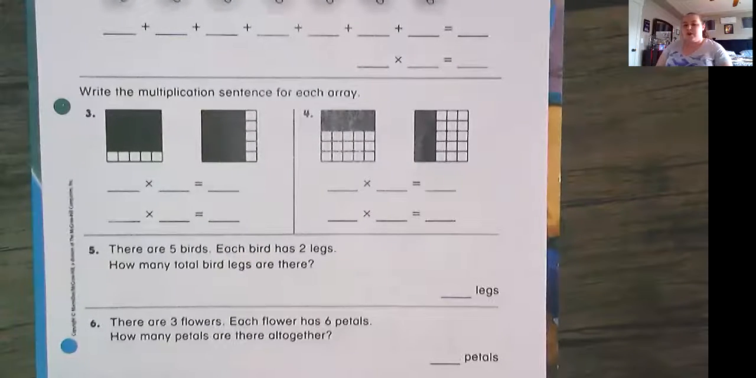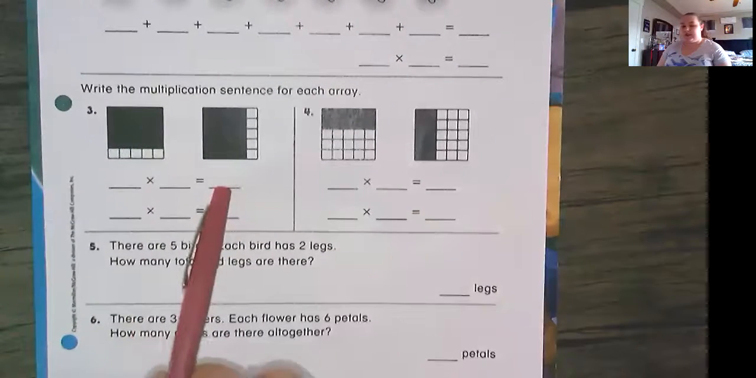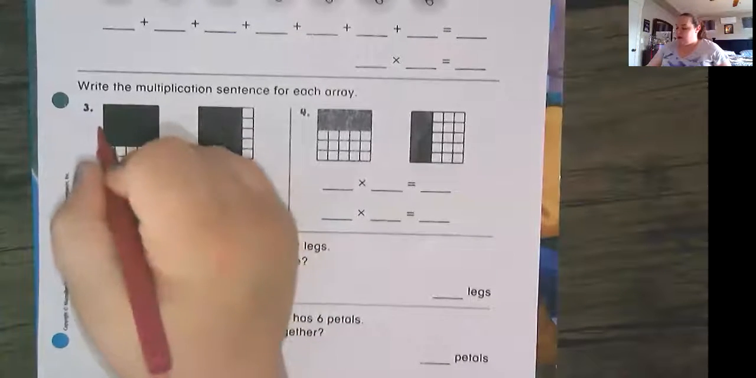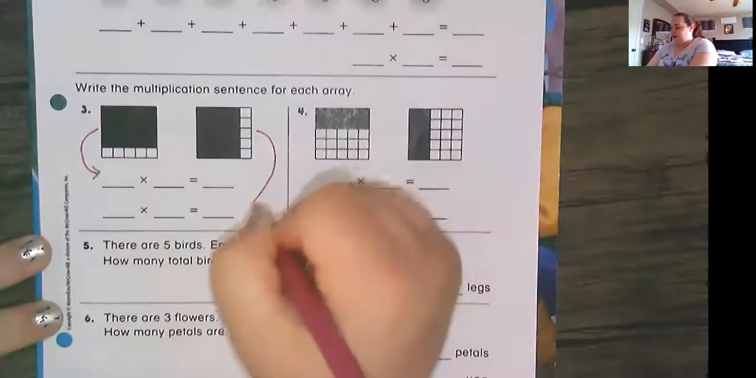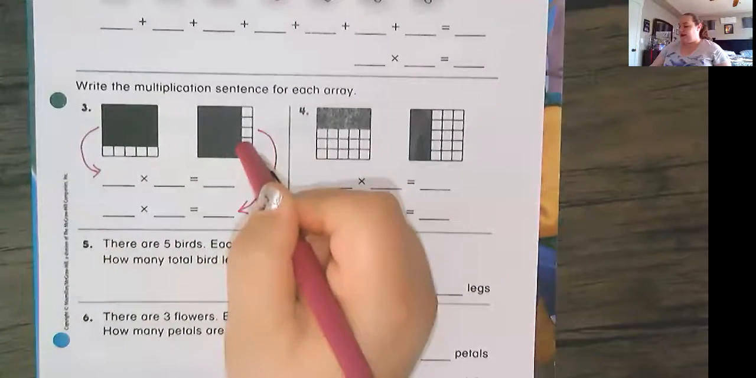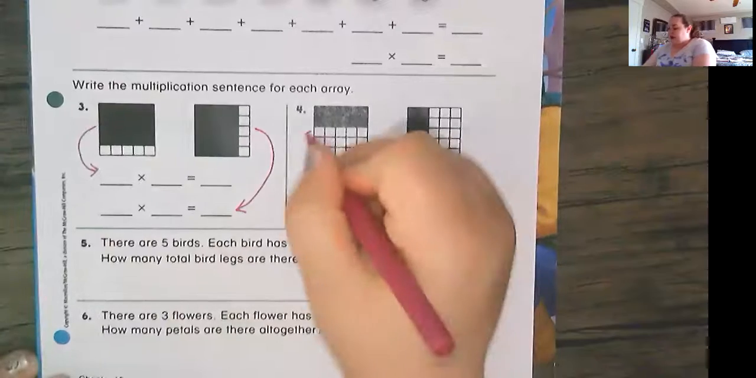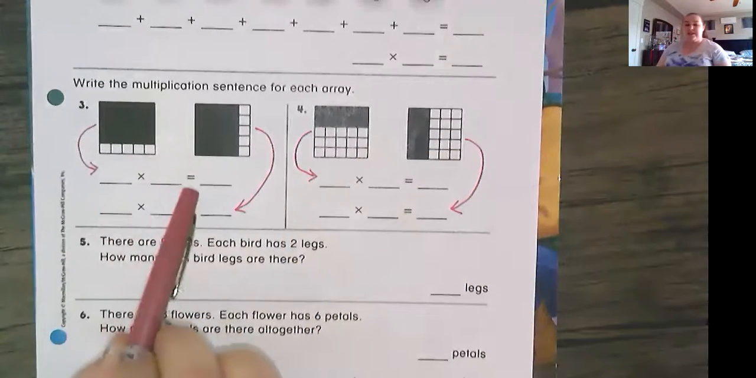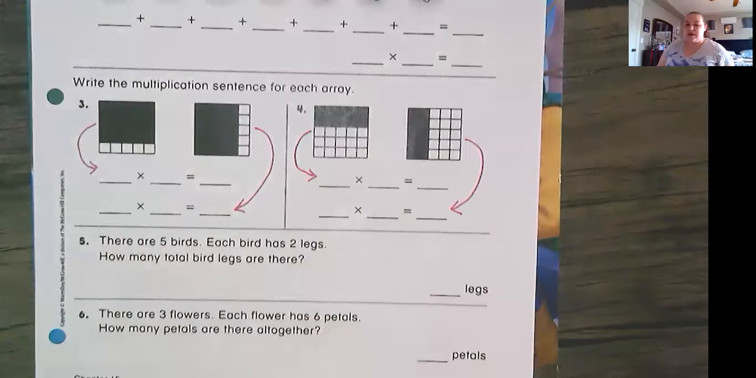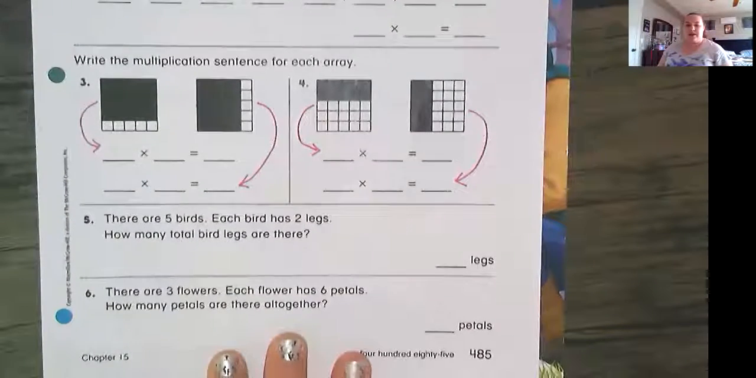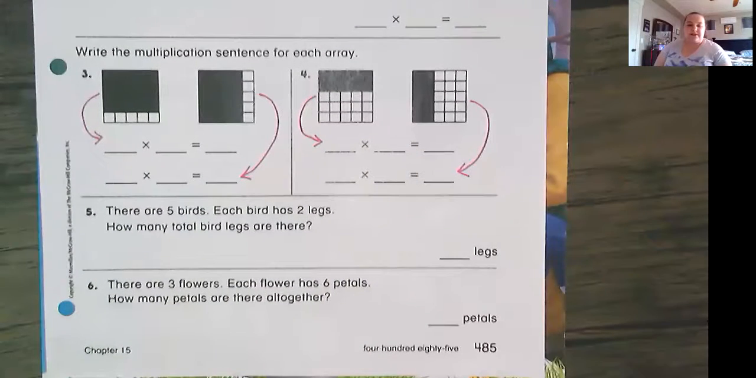For 3 and 4, your first array is going to describe your first number sentence. Your second array is going to model your second number sentence. So I would encourage you to draw these arrows from your first array to your first sentence, your second array to your second sentence. If you don't draw the arrows, that's okay, whatever works for your brain. Just know that I will expect your first sentence to be modeled in the first array, and then the second model goes with the second sentence. So do 3 and 4, look at the array, and write the number sentence.